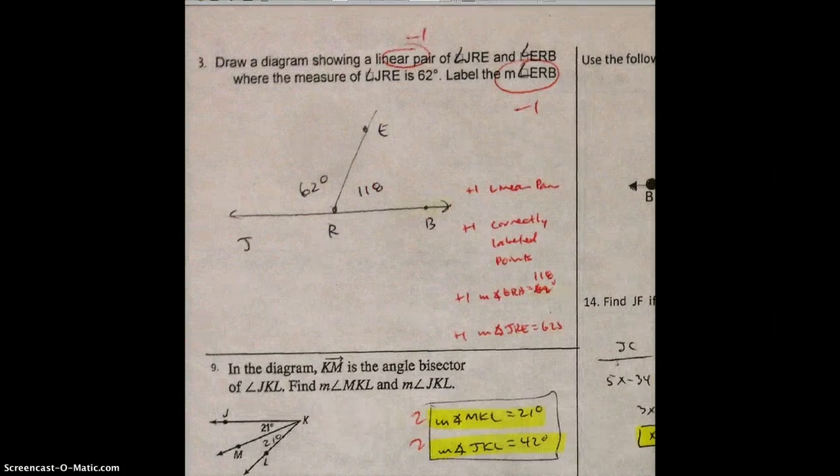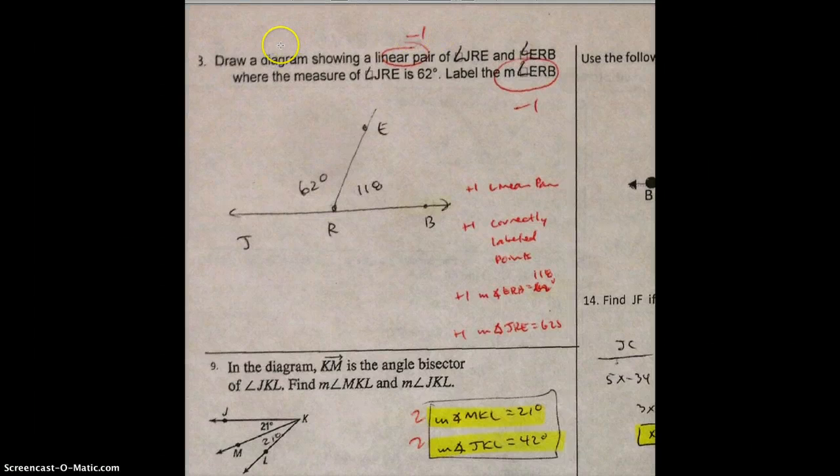Question number 8. Draw a diagram showing a linear pair. You need to draw a picture of angle JRE and ERB, with the measure of angle JRE being 62 degrees, and label the measure of angle ERB. The first thing you should see is a linear pair, which means they're adjacent. There's a line. JRE, J-R-E, and then ERB.